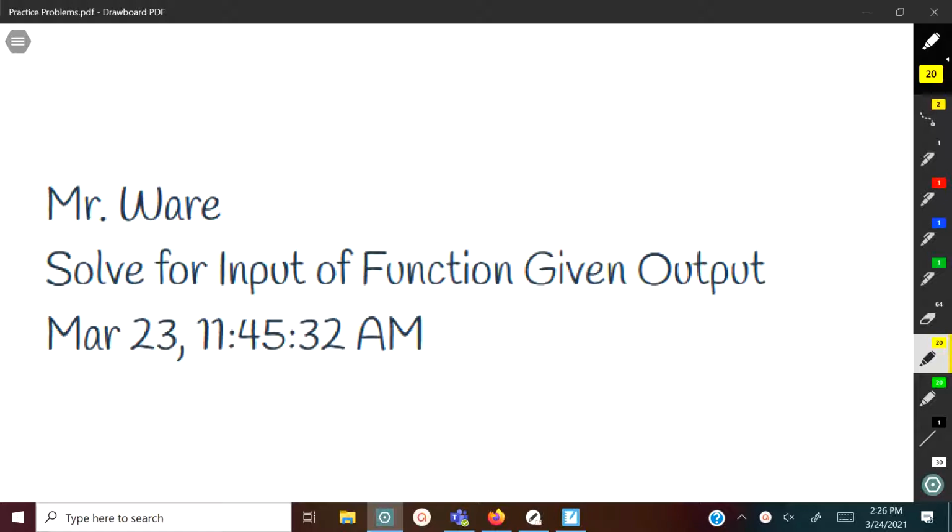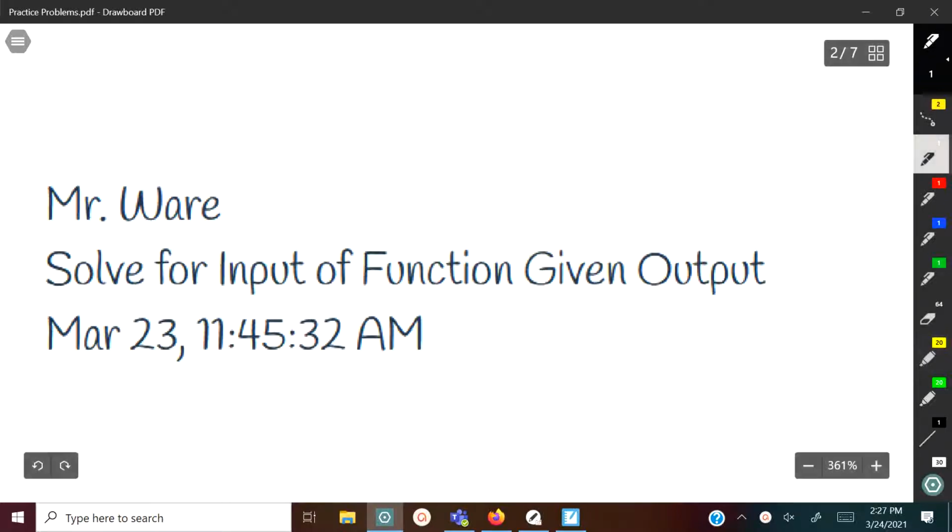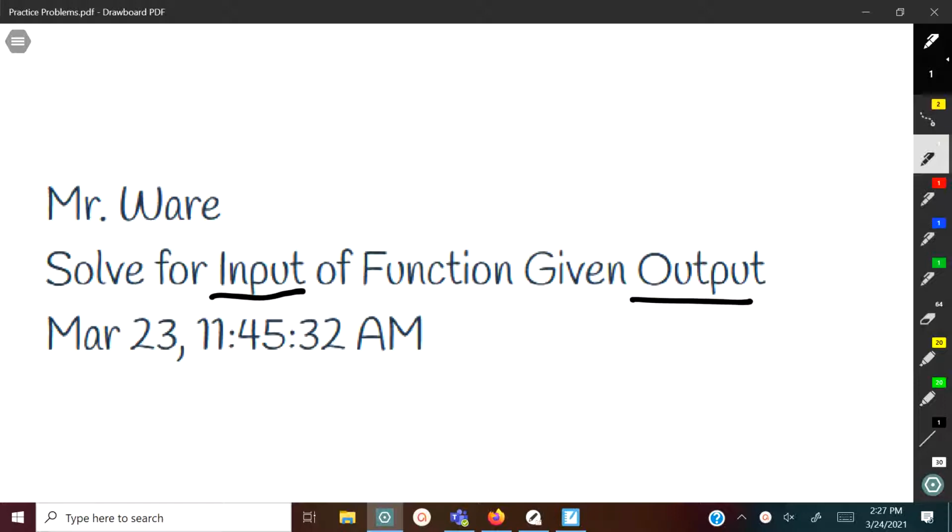And today we're continuing the lessons on functions, and we're going to solve for the input of a function given the output. Okay, so I'm going to do a quick little review over what we talked about before, and look at some keywords here: input and output.